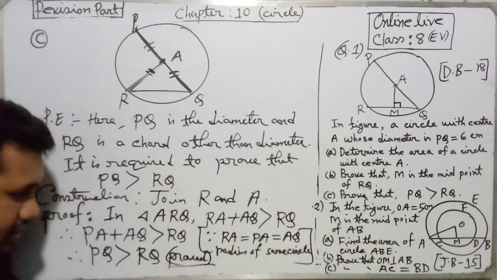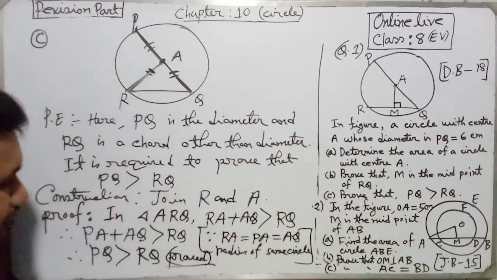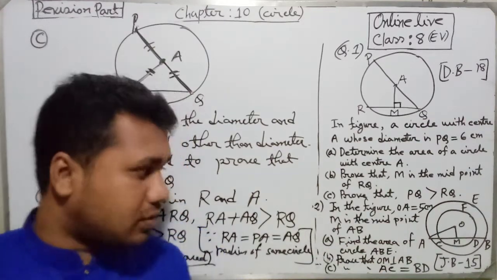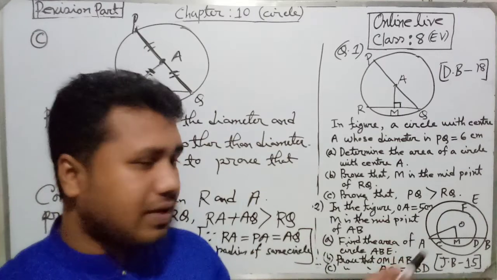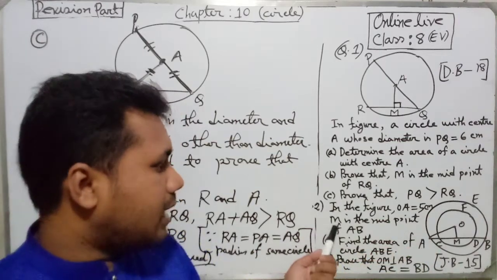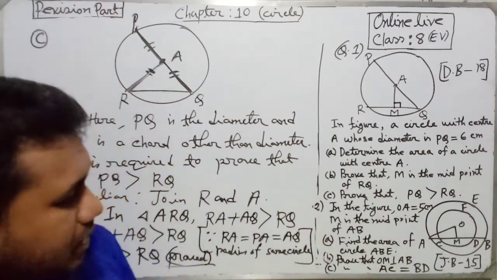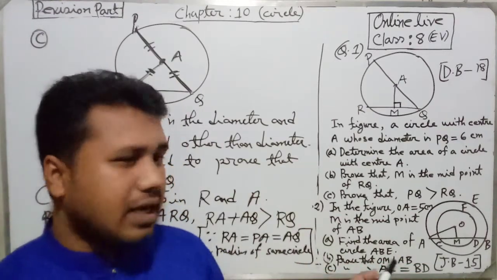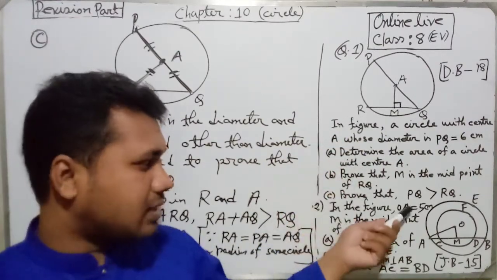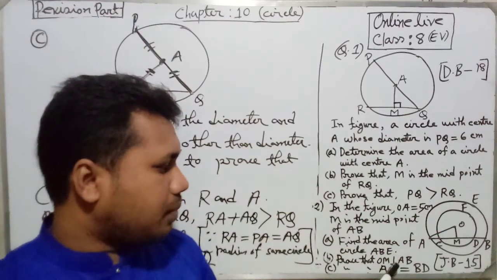Dear students, very simple part. So we can say this one. Now dear students, go to our problem number 2, Jessore Board 2015. In the figure, OA equal 5 cm. That means here the radius is given and M is the midpoint of AB. Problem number A, find the area of circle ABE. Similar to like this one, pi r square, here r is 5. B number, prove that OM is perpendicular to AB.